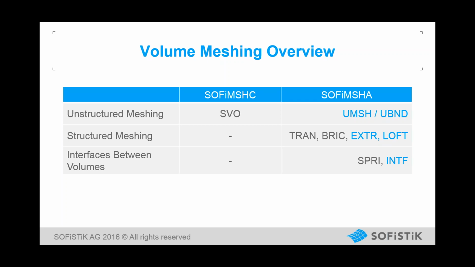Finally, we're going to take a look into generating interfaces between volumes. Even though this is not a procedure that results into volume elements themselves, it's often required that we generate an interface between volumetric regions, and for this reason we can use the spree command or the interface command in SOFiMSHA. Let us take a closer look at these commands briefly before we go to some examples.